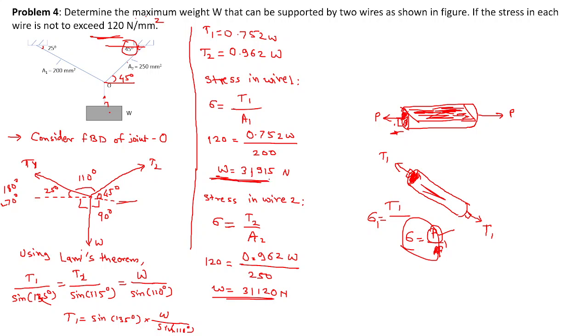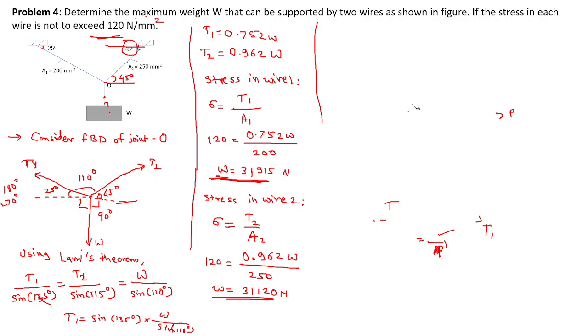Let's see what is actually happening here. If we found two W's, which W will be the correct answer? What did they tell us? The maximum weight that can be supported by two wires. So are we taking the maximum of both the values?